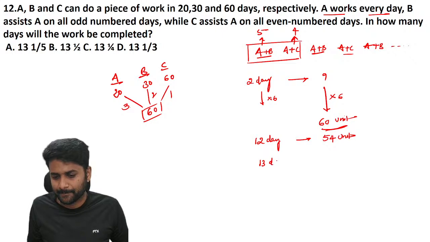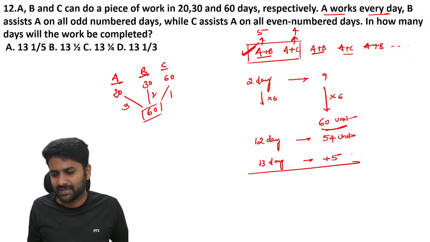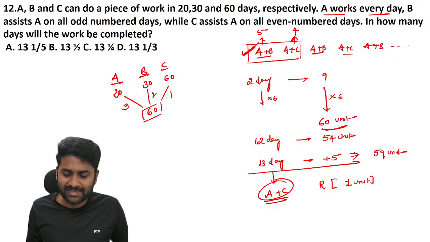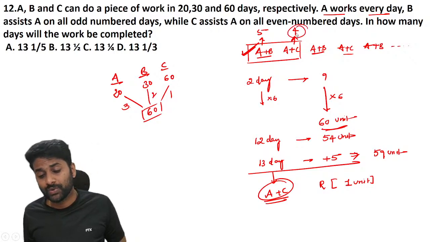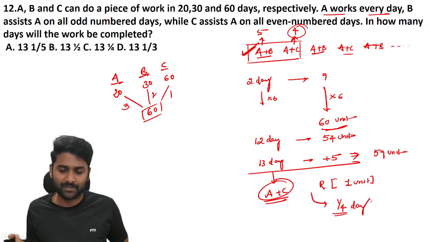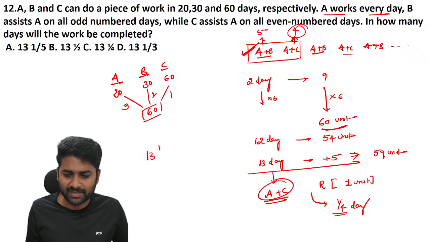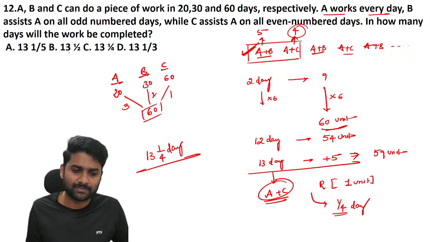Now the 13th day. Who will work on odd days? A plus B. So A plus B completed 5 units. Means in 13 days they completed 59 units. Now how many units are remaining? Only 1 unit is remaining. Next day we have to assign A and C together. As you know, A and C working together complete 4 units in a day. So that 1 unit is completed in 1/4 of a day. Now the question: the total work is completed in how many days? So 13 1/4 days.